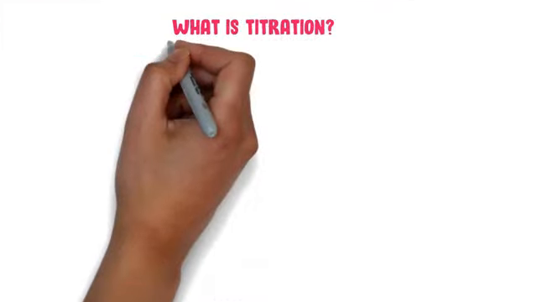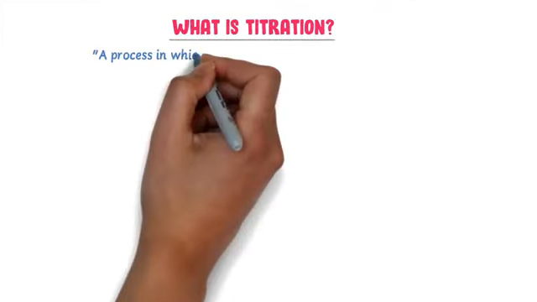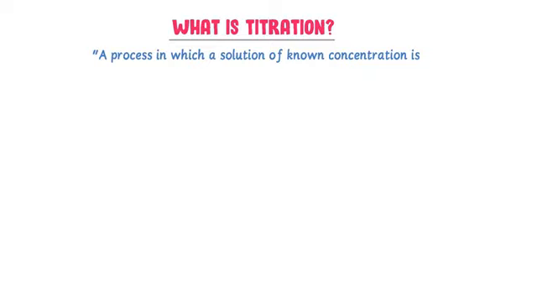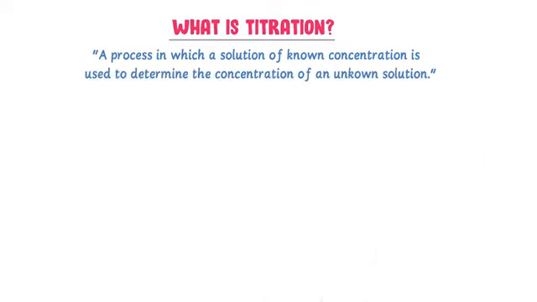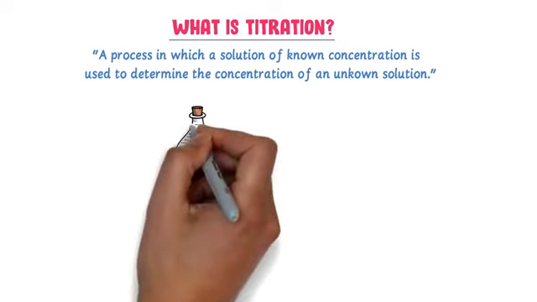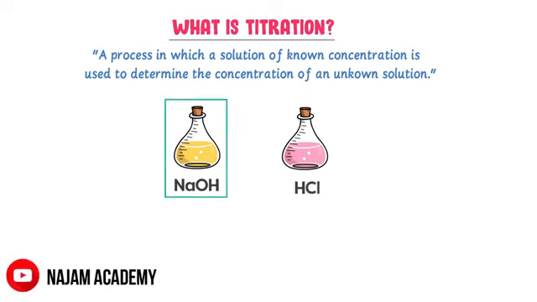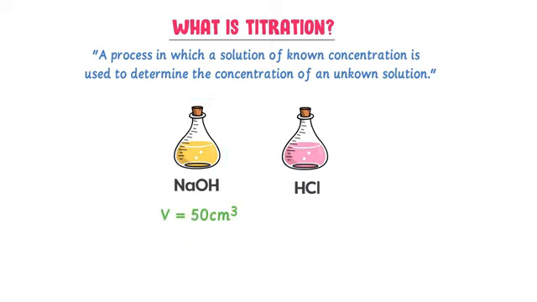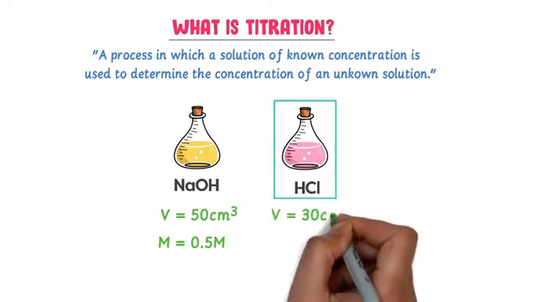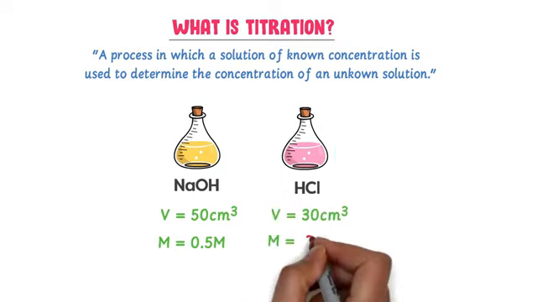Now, what is titration in chemistry? Well, a process in which a solution of known concentration is used to determine the concentration of an unknown solution is called titration. For example, consider sodium hydroxide solution and HCl solution. Let the volume of sodium hydroxide taken in this object be 50 cm cube and its concentration 0.1 M, while the volume of HCl taken in this object is 30 cm cube, but its concentration is unknown.